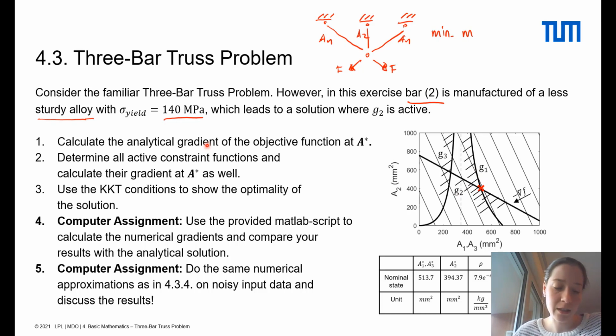In the first task, we have to compute the gradient of the objective function at A star. We have to determine the active constraint functions and their gradients as well. Then we have to show that this solution that we have given here is actually the optimal solution. And finally, we got 2 little Matlab exercises.